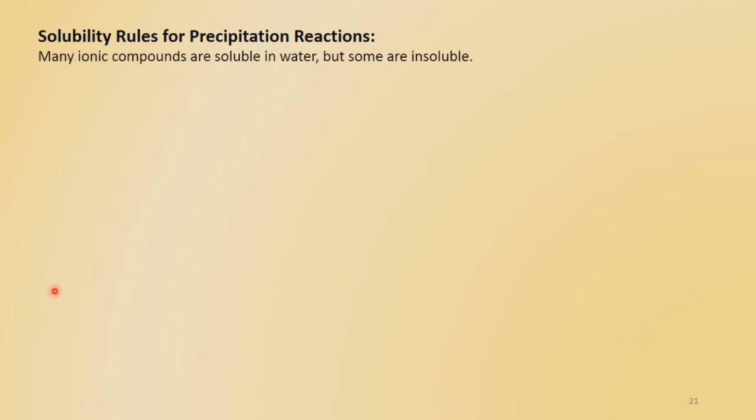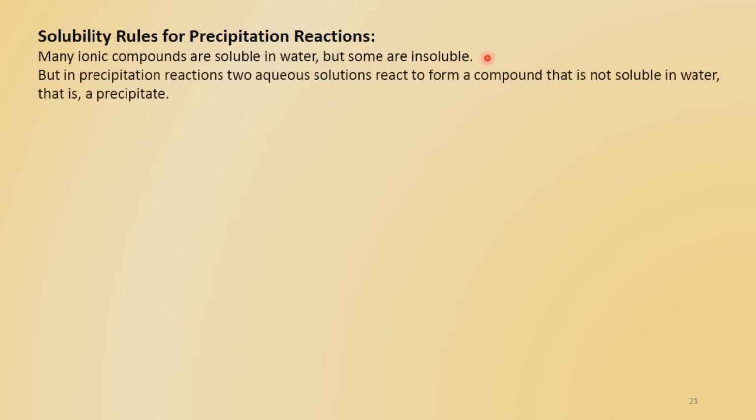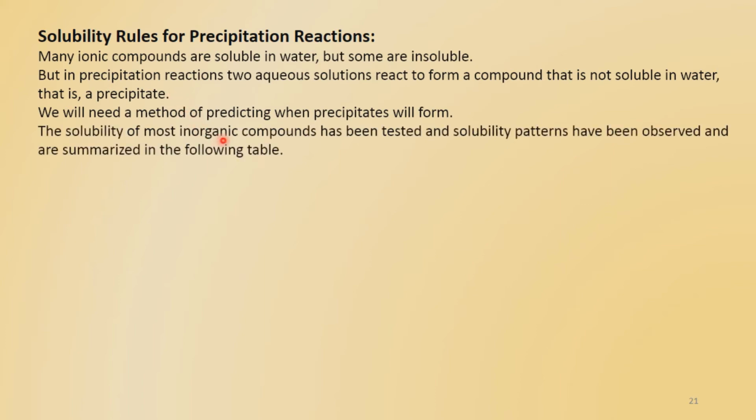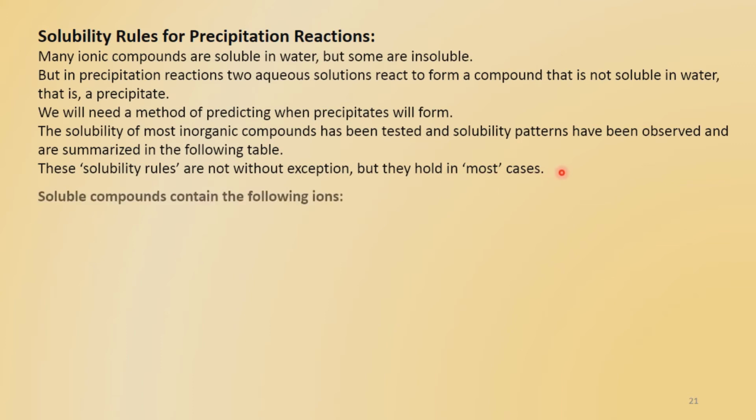Solubility rules for precipitation reactions. Now it turns out that many ionic compounds are soluble in water, but then some are insoluble. In precipitation reactions, two aqueous solutions react to form a compound that is not soluble in water, and that is, it's a precipitate. We need a method of predicting when precipitates will form. Now the solubility of most inorganic compounds has been tested, and solubility patterns have been observed and are summarized in the following table. Now the solubility rules are not without exception, but they do hold in most cases.